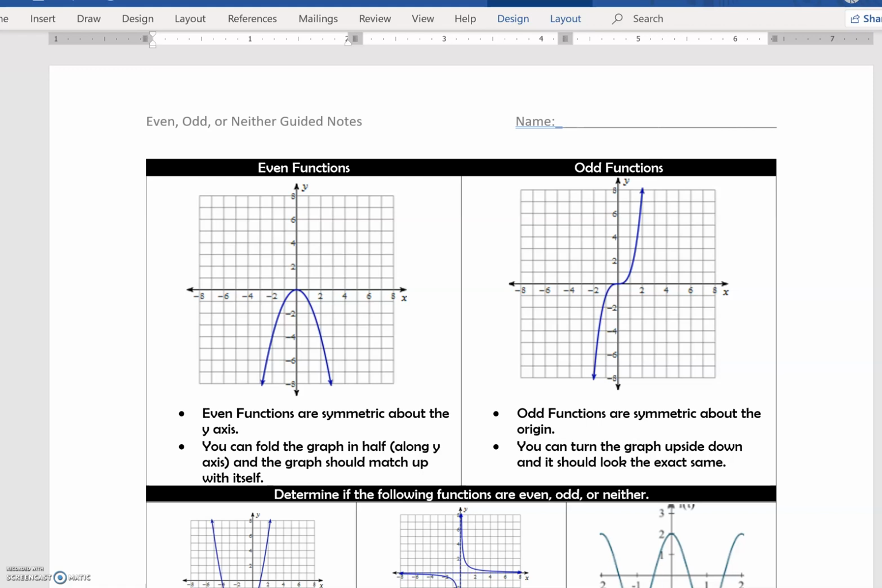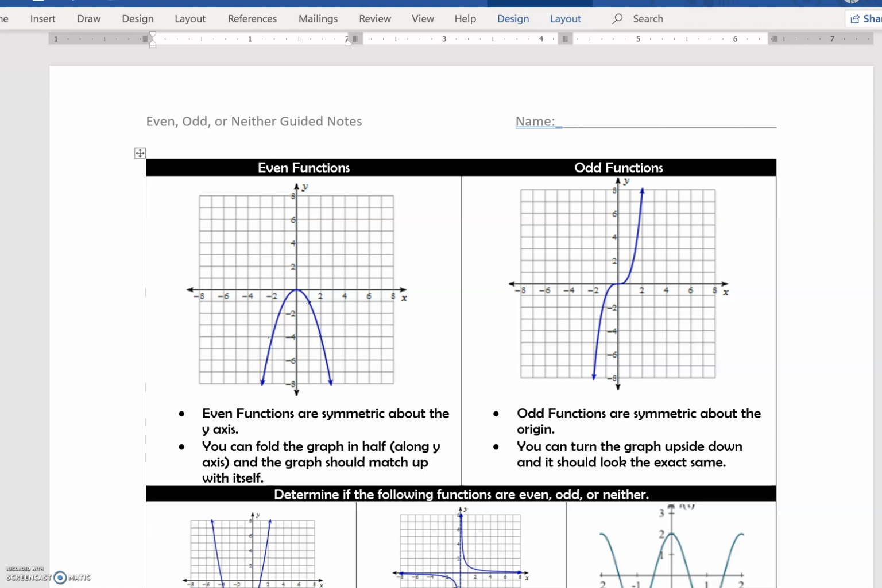So if we look here at our even function example, if you can imagine folding that graph vertically, or hot dog style, I guess it's a square, so it wouldn't really matter. But if you fold it along the y-axis, you should be able to see that it will line up with itself. You can see that those dots are directly 1 unit away from the y-axis. That point is directly 2 units away from the y-axis on both sides. So it would fold over onto itself.